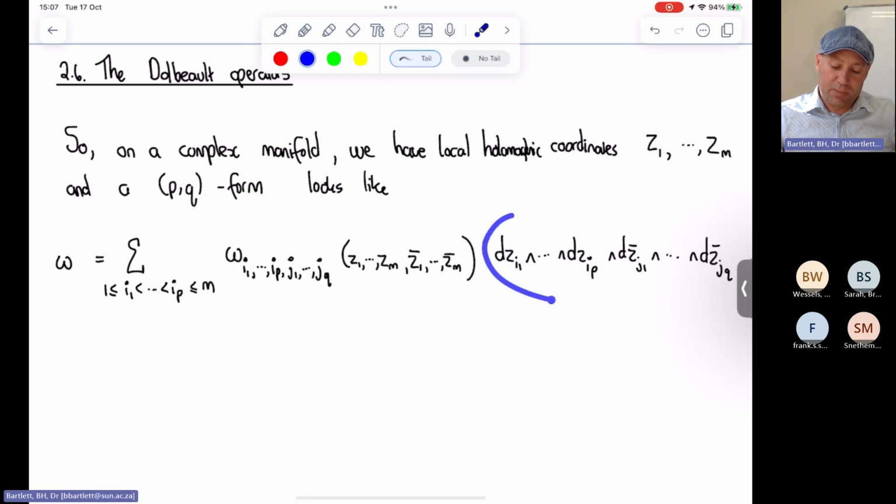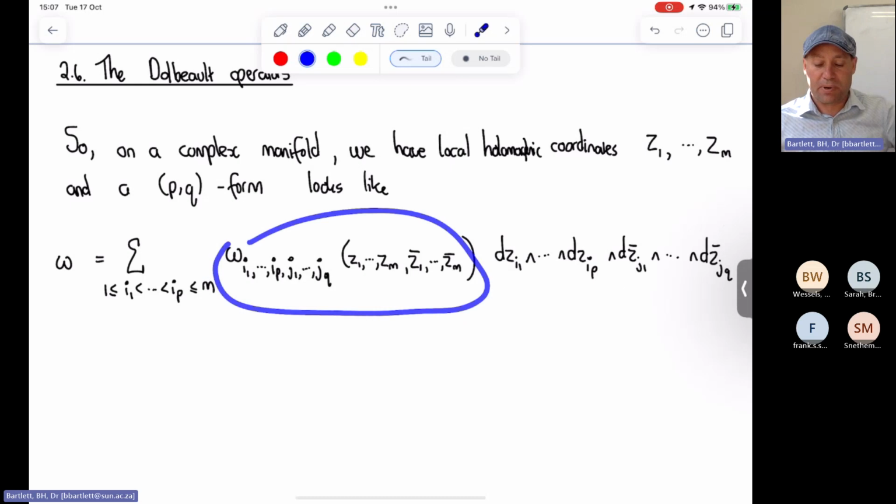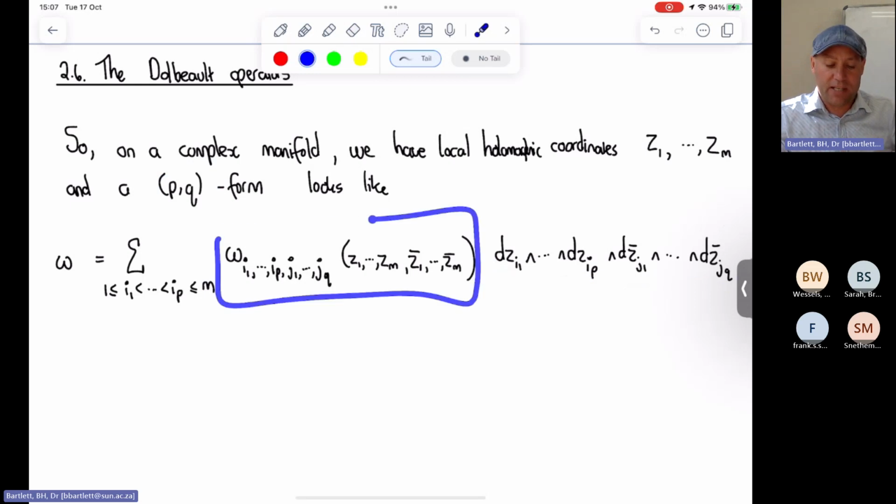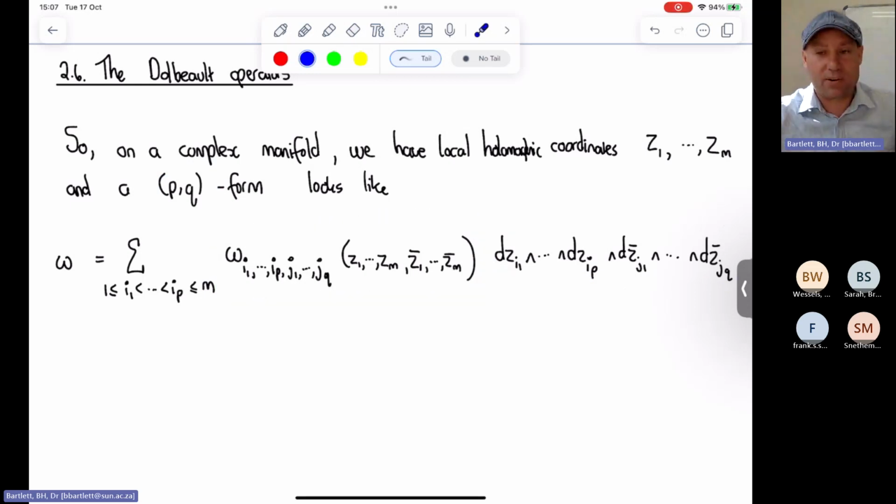And then of course, so these are the sort of basis vectors, and then you can at each point multiply them by a number, so you can get an arbitrary smooth function locally that's multiplying these basis vectors. That's going to be what a P, Q form looks like. These are arbitrarily smooth, complex valued functions.